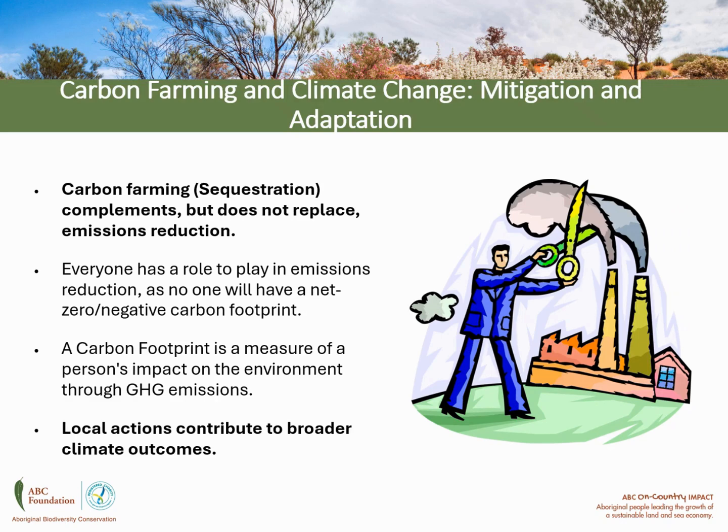So carbon farming, or sequestration, complements but does not replace emissions reduction. Everyone has a role to play in emissions reduction, as no person will have a net zero or negative carbon footprint, where a carbon footprint, if you didn't know, is just a measure of a person's impact on the environment through their greenhouse gas emissions. So no person will have a negative or a net zero one at the moment. Every person has some form of emissions. And so these local actions can contribute to broader climate outcomes when everyone is playing their part.